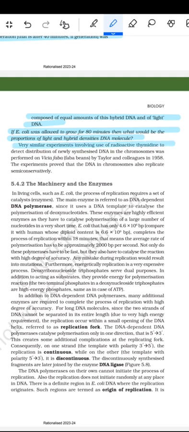A very similar experiment involving the use of radioactive thymidine to detect the distribution of newly synthesized DNA in the chromosome was performed on Vicia faba, the fava beans, by Taylor and colleagues in 1958. The experiment proved that the DNA in the chromosome also replicates semi-conservatively.